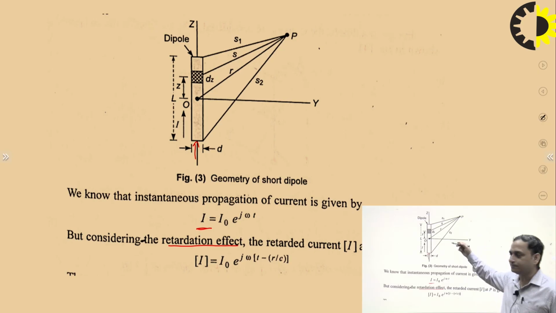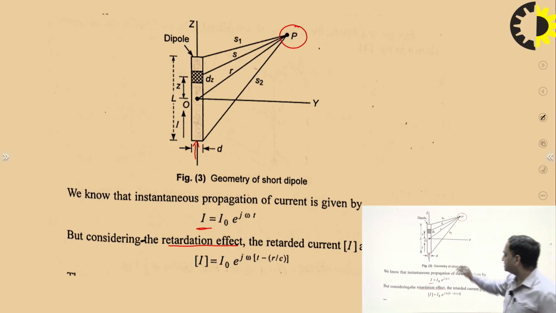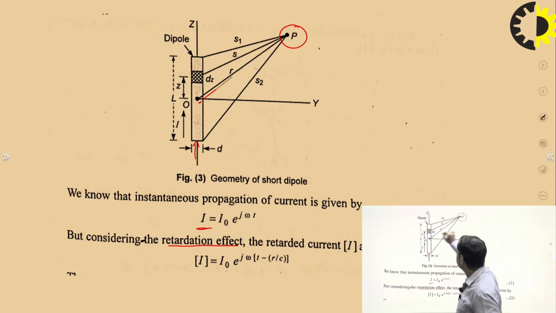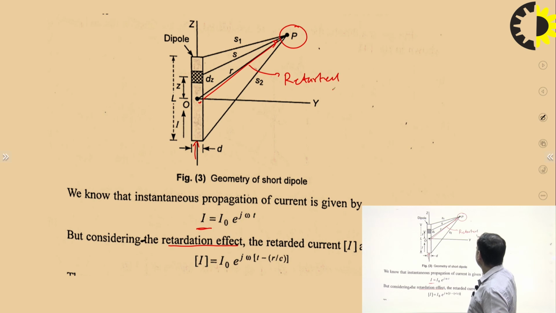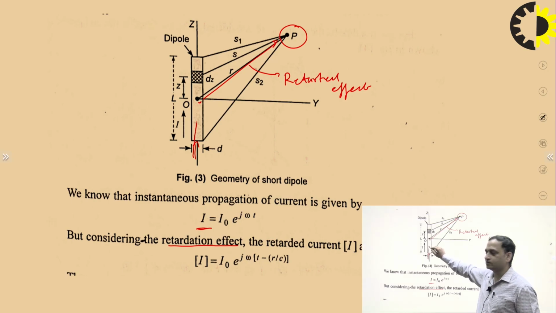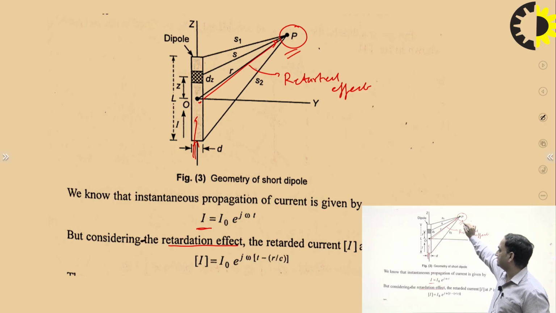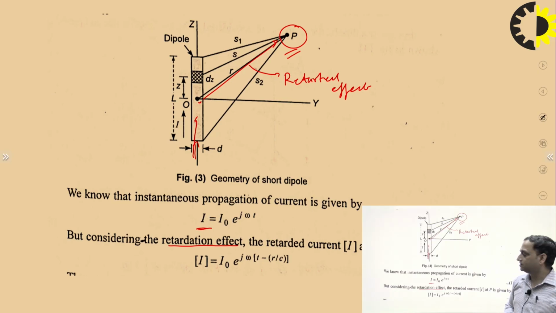So at what time are we observing the electric field or the magnetic field at some point P? The time delay from this point to this point is because of the retardation effect. It's not like when we provide the current at one instant of time into the dipole, we are observing the far field at point P at the same time. This occurs because of some delay. This delay occurs because of the retarded effect.